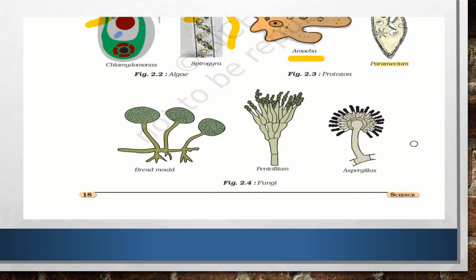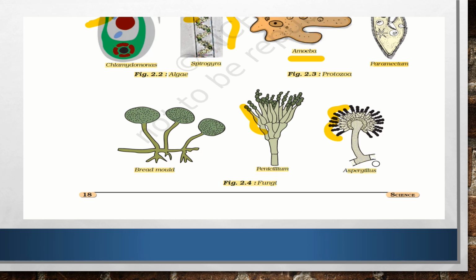Now next comes the fungi. These are all non-green organisms with bodies usually made up of thread-like structures called hyphae. You can see these thread-like structures, these are called hyphae, and they were once categorized as non-green plants. However, they are not plants as they lack chlorophyll. Depending on the mode of nutrition, fungi are classified into parasitic or saprophytic. Here we have seen three types of fungi: bread mold, penicillium and aspergillus.